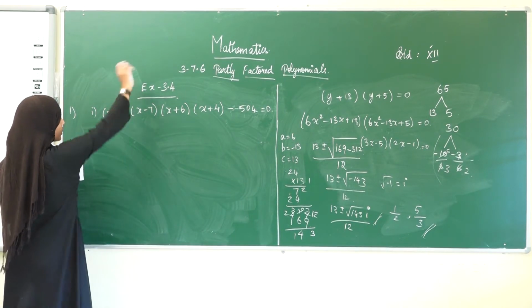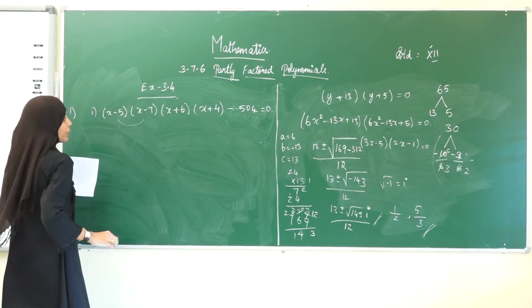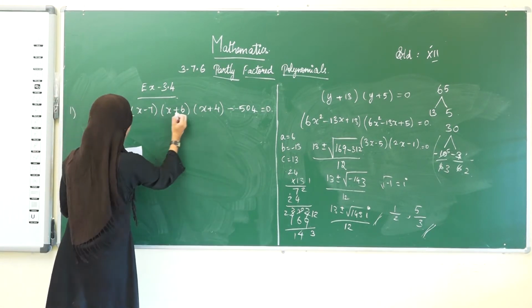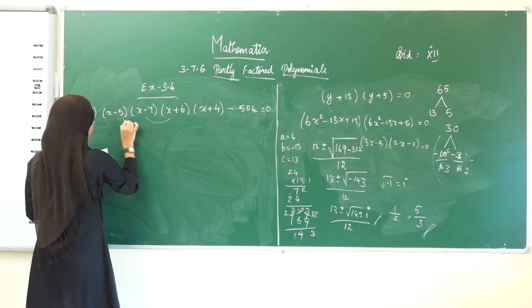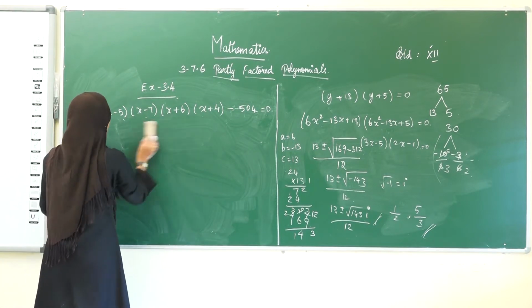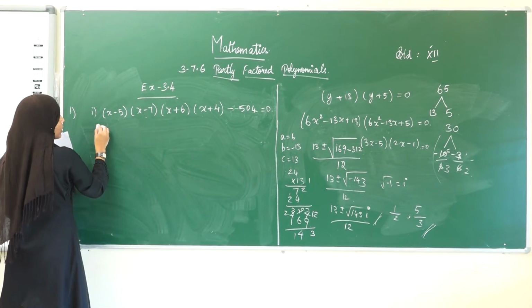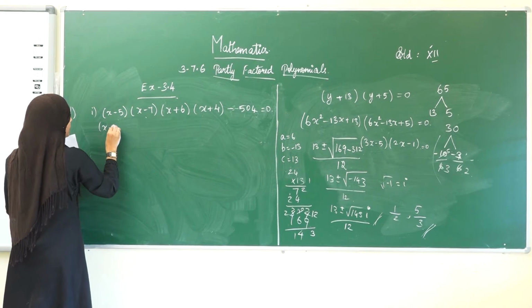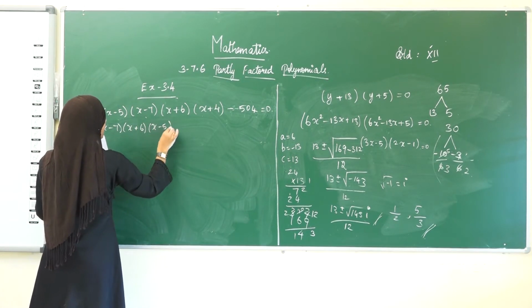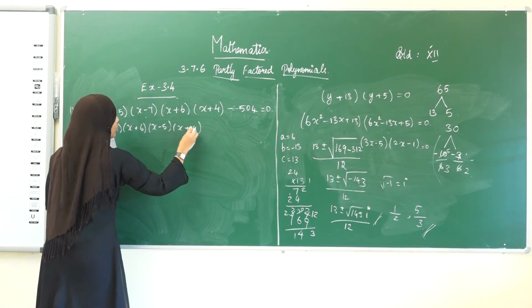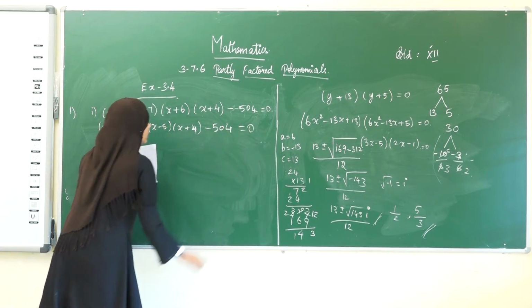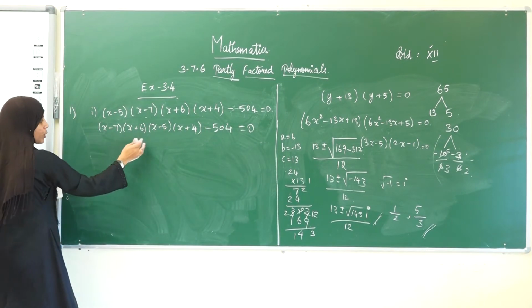Now suppose this one and this one, what will we get? Minus 12, and this one and this one we get only 10. So these two are not the pairs. This one and this one, and this one and this one, we get minus 1 and minus 1. Yes, these two are the pairs. With that we are going to multiply. That is (x minus 7)(x plus 6), (x minus 5)(x plus 4) minus 504 equal to 0. So we are going to multiply these two terms and these two terms.